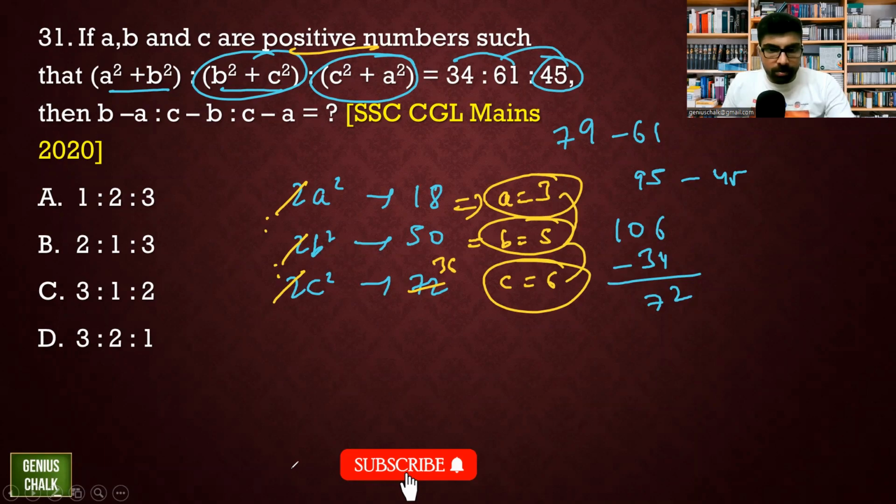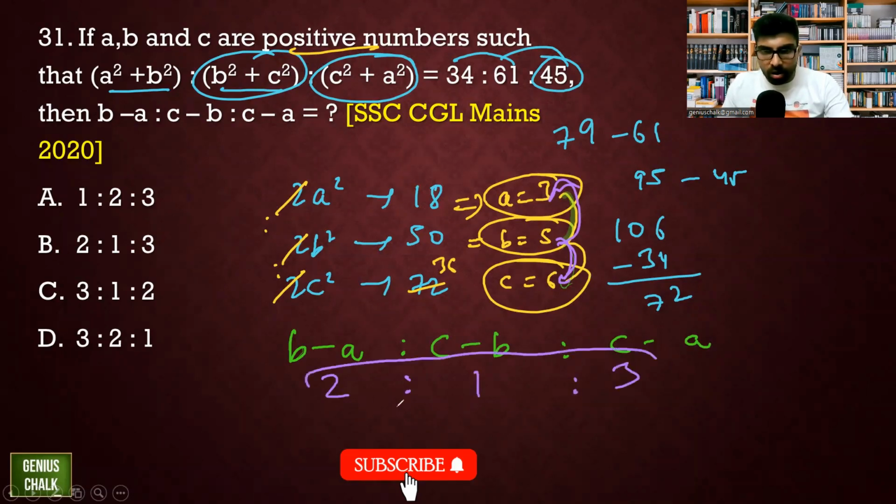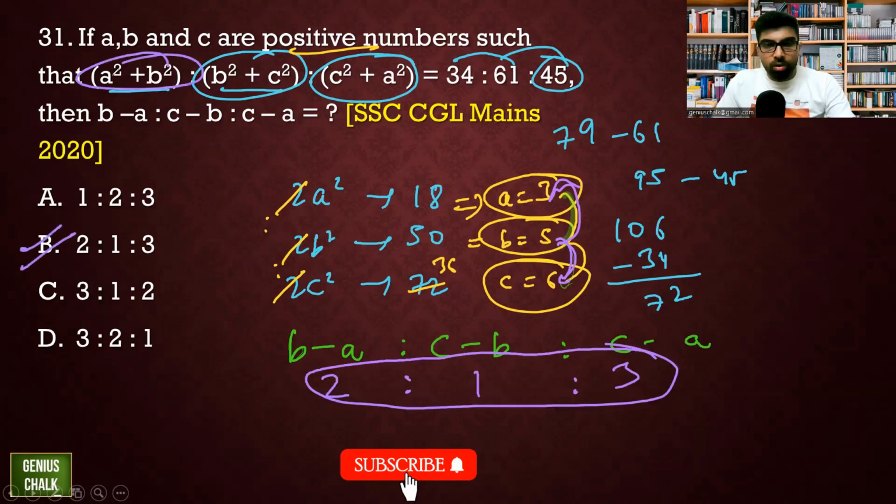That is B minus A. Okay, so B minus A is to C minus B is to C minus A. Now we can just put the values and get our answer. So this must be B minus A. B is 5 minus 3. This is 2. C minus B, it is 1, and C minus A, it is 3. So 2, 1, 3 is my answer. So the same approach we can follow.